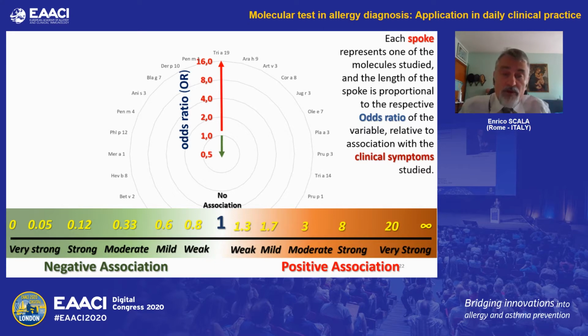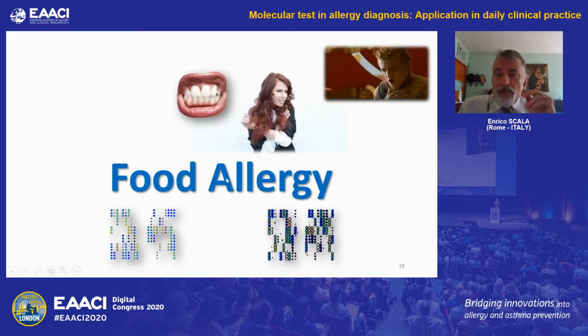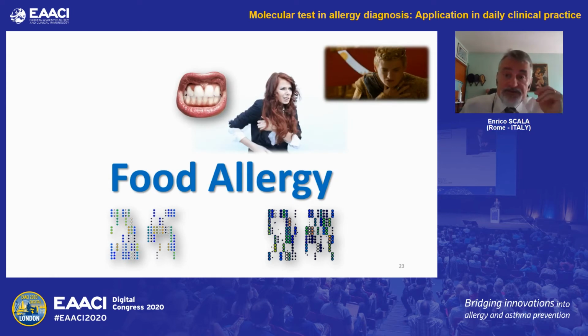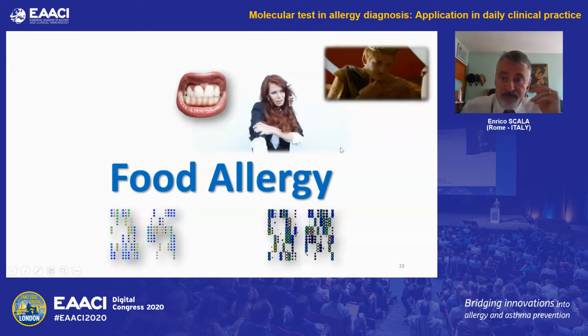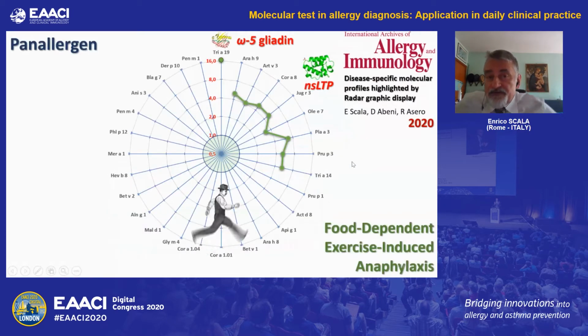On the other hand, when you have a value below 1, you are in the presence of a negative association. Therefore, the molecules will fall within the central circle. And in this case, you can consider that specific molecule as a protective factor. But talking about some examples, some models regarding such radar graphs, starting with food-dependent exercise-induced anaphylaxis.